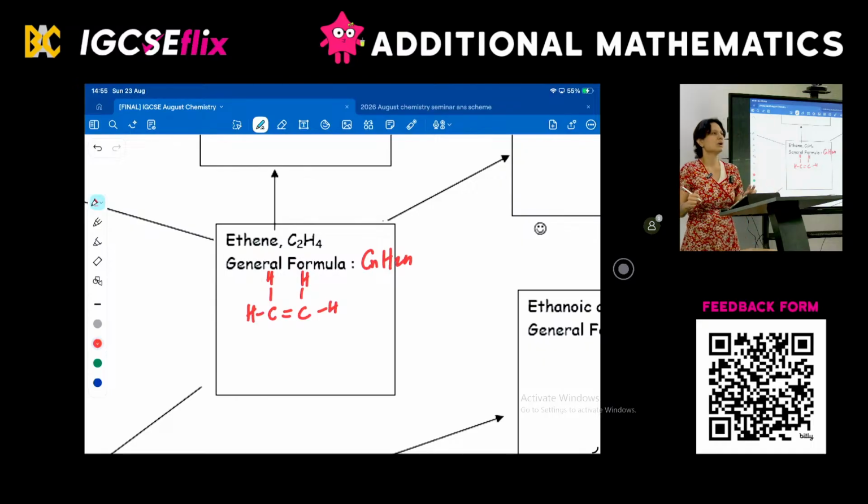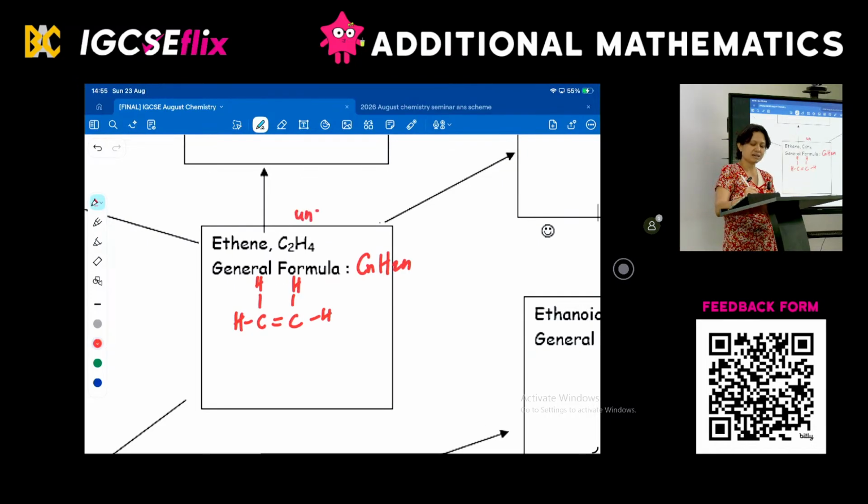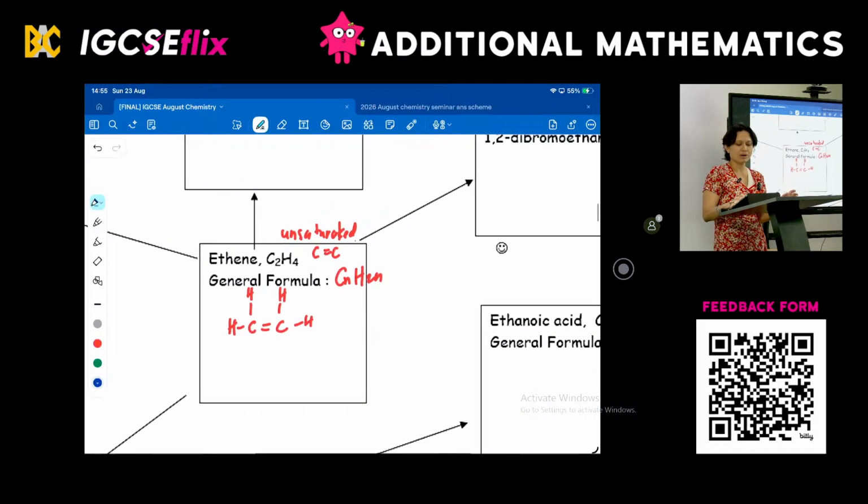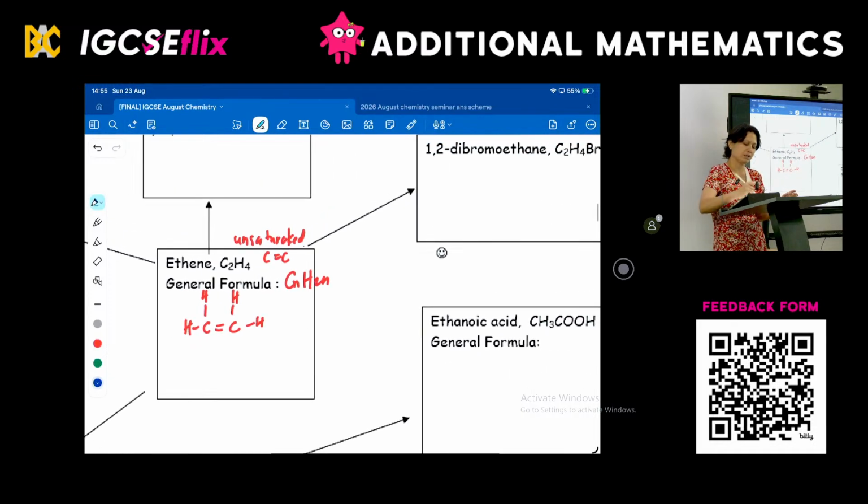Now, what can an alkene do? So many things. An alkene is very, very reactive because it is unsaturated, because it has carbon to carbon double bonds. It's a very reactive chemical. So every year they will ask you the same question: how to differentiate alkene from alkane? And what is the most important way to do it? This one, you add bromine.